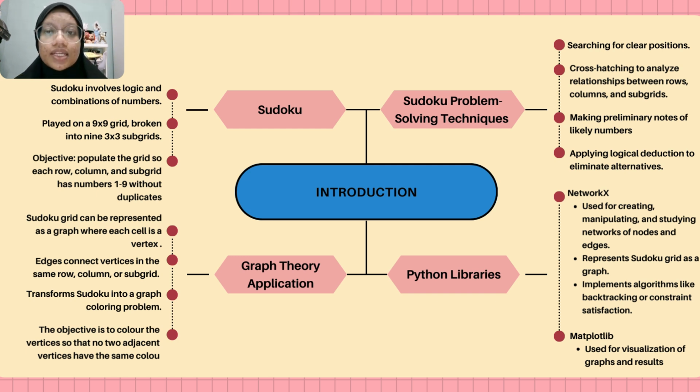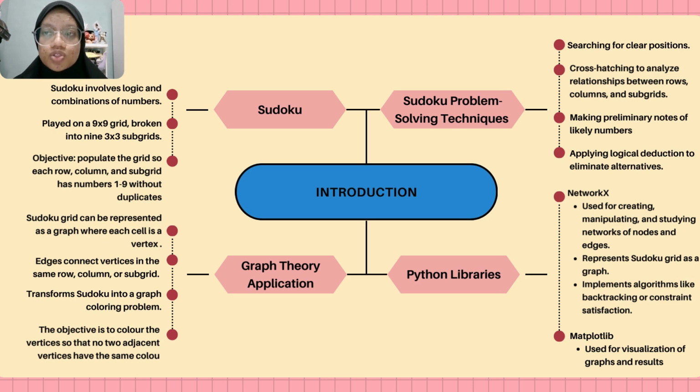Typical problem solving techniques involve searching for clear positions, cross-hatching to analyze relationships between rows, columns, and subgrids, making preliminary notes of likely numbers, and applying logical deductions to eliminate alternatives. One of the concepts of graph theory applied is graph representation. The Sudoku grid can be represented as a graph where each cell within the Sudoku grid is denoted as a vertex. Furthermore, edges connect vertices corresponding to cells within the same row, column, or 3 by 3 subgrid.